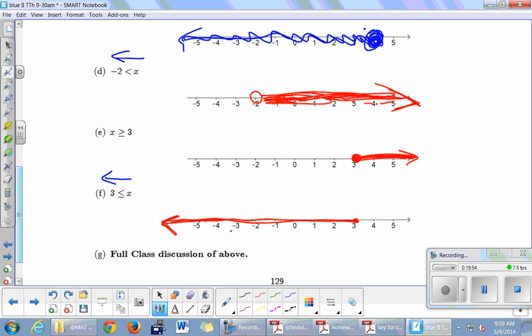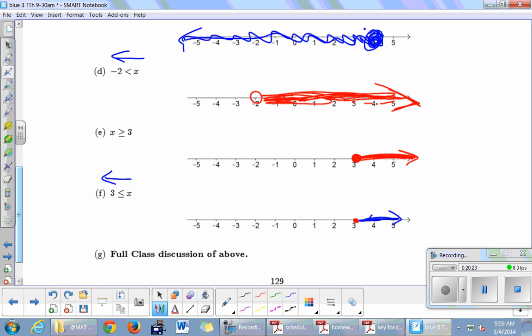So read this one this way. X is what? Greater than or equal to 3. So this is not shaded correctly. Right? Yeah, E and F say exactly the same thing. We've just written them in reverse order. So we're going to change the direction of this arrow. Okay. Questions on F? Cole or Megan?